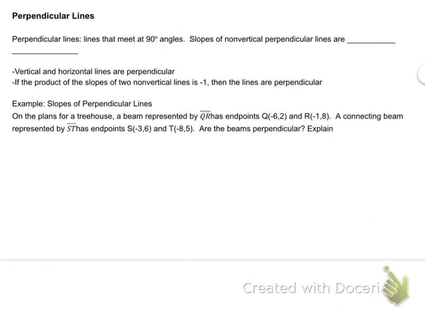On the flip side, perpendicular lines, guys. Perpendicular lines are lines that meet at 90 degrees. So they don't meet, they're not side by side, they meet at 90 degrees. And sometimes they put that little 90-degree box in there. And guys, the slopes of non-vertical perpendicular lines actually are opposite reciprocal.